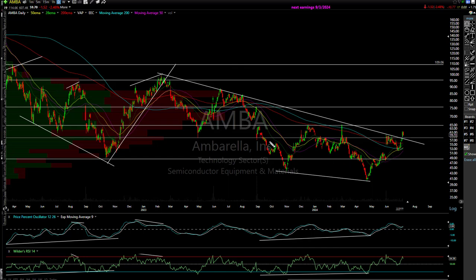But I highlighted this as a setup, and it's a semiconductor. This one is coming off a 52-week low, if not an all-time low. I didn't go back that far, but you can see it's been in a clear bear market downtrend. I highlighted this as one of the better looking ones, and it just broke out the other day. So I will highlight more and more of these.